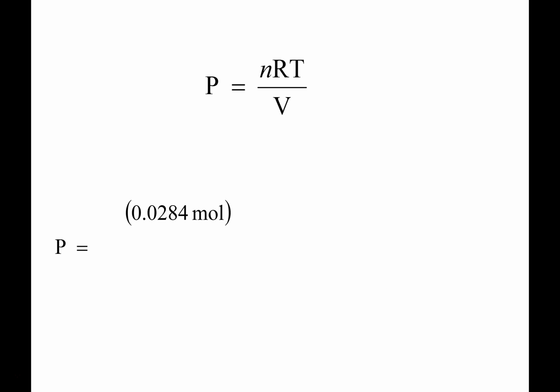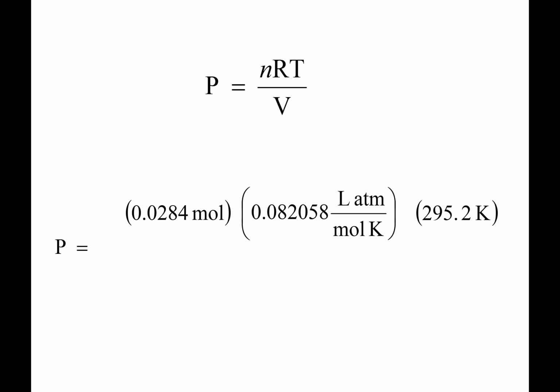There's n, R, T, and V. Notice that I'm bringing all of the units along. So let's see what units cancel. Moles cancel with moles, Kelvin cancel with Kelvin, and liters in the numerator cancel with liters in the denominator. We're left with units of atmospheres, which is perfect for pressure.